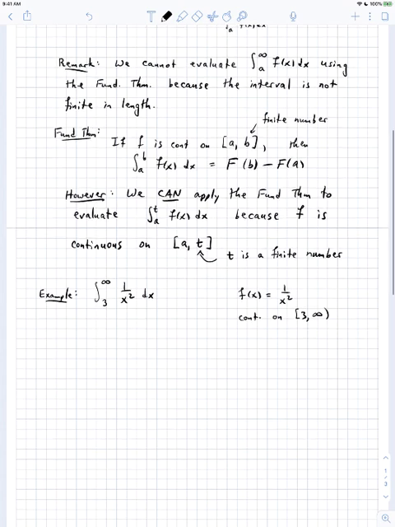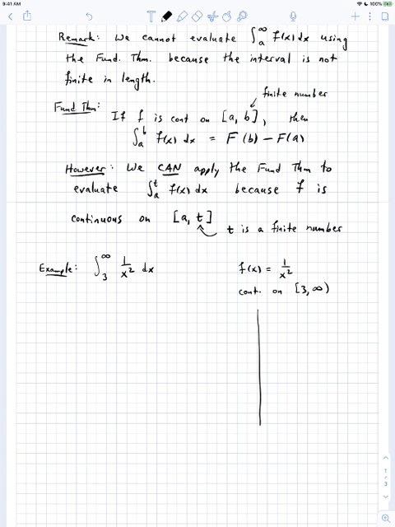So this looks like, if we were to graph this, something like this. And we can imagine that 3 is over here somewhere.